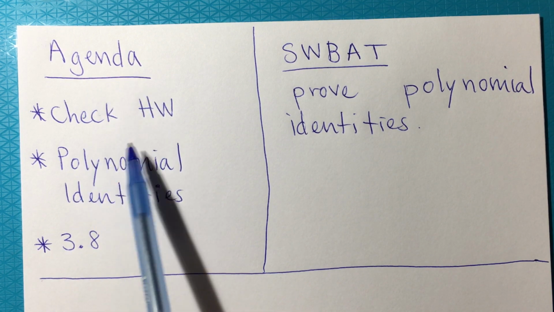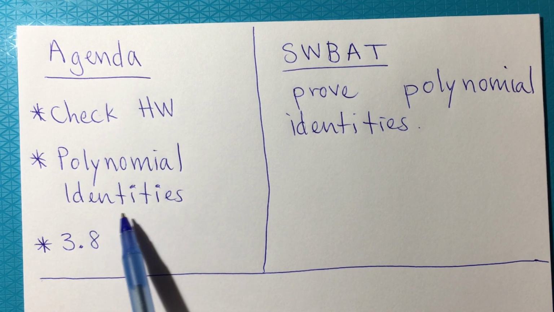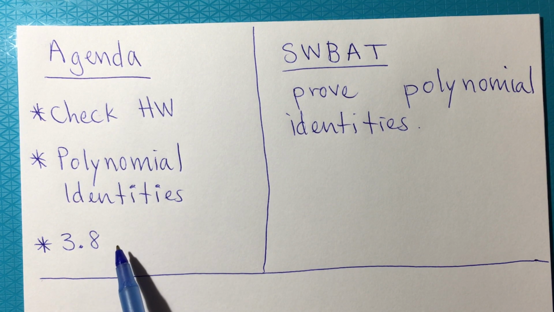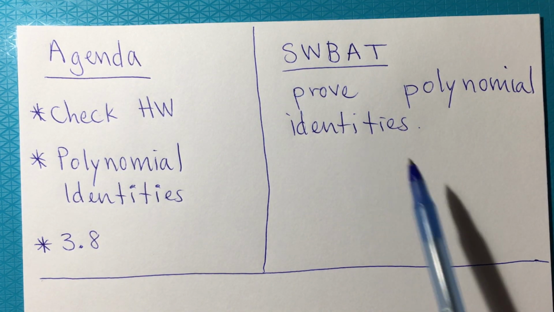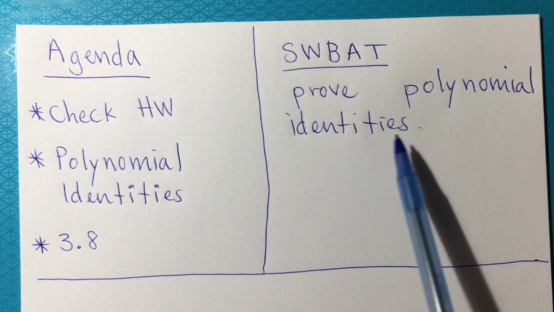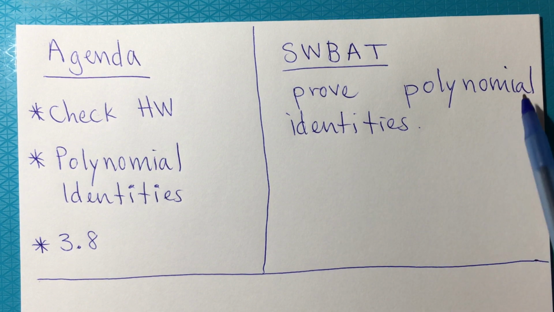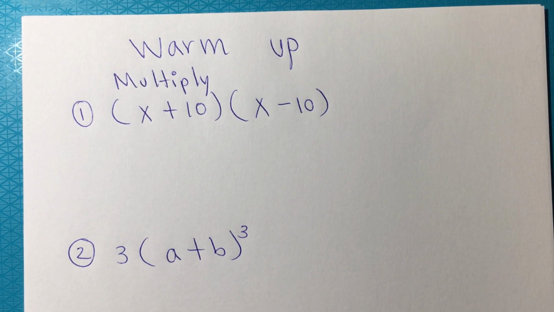Hello students, today's agenda is to check homework. We'll be learning polynomial identities and you will be able to do 3.8. Today students will be able to prove polynomial identities. And we have done identities before with complex numbers, but this time will be with polynomials. However, we're going to start with a warm-up just to make a connection.